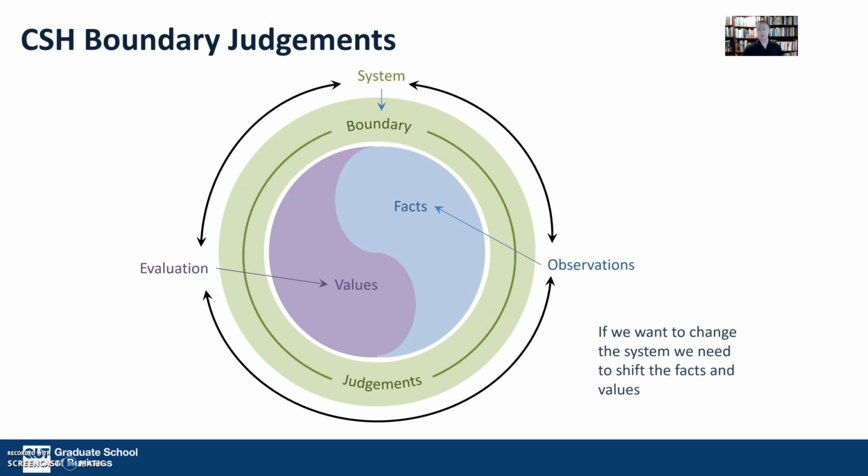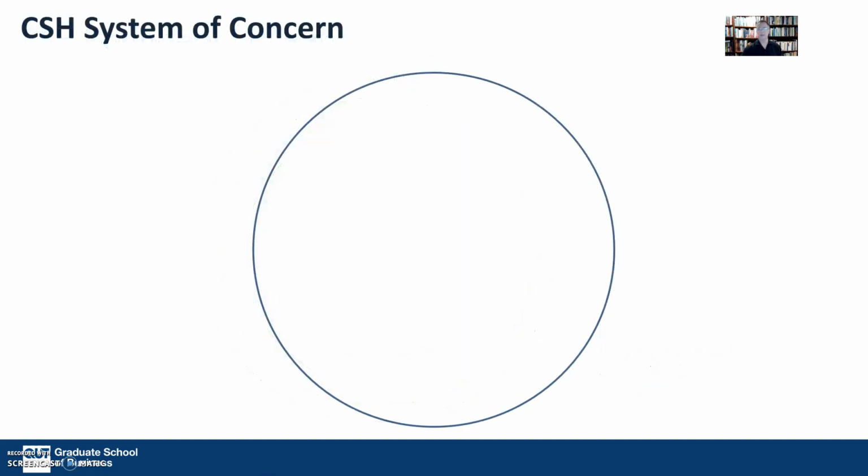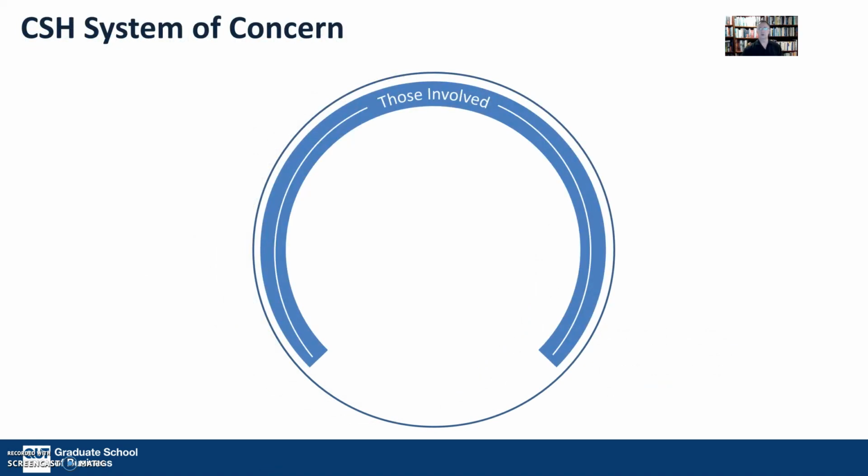If we want to change the system, Ulrich says, we need to shift or change the way we look at the so-called facts or the value judgments that we in actual fact make. So when we look at the system of primary concern, we identified that there are those that are involved with the system. But importantly, the context of those that are affected by it.